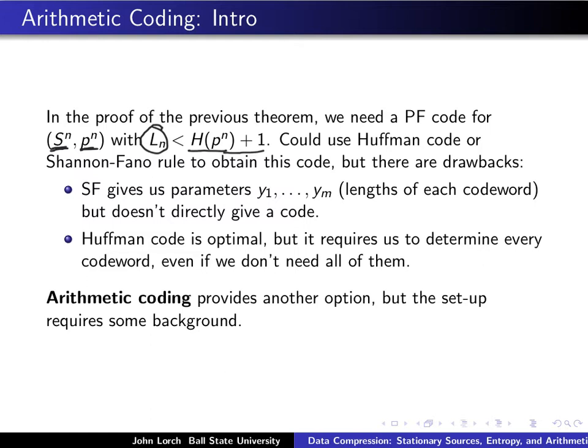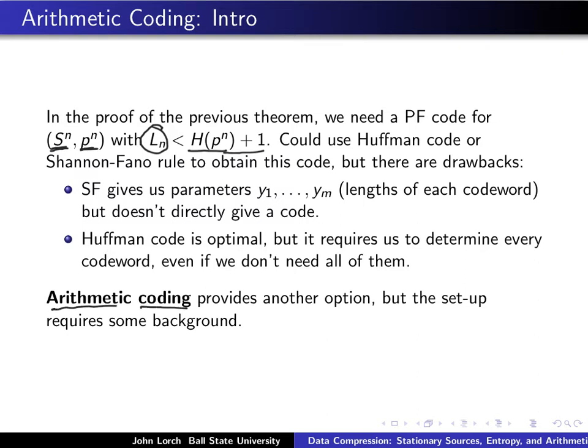Now, on the other hand, we could try Huffman, which is an optimal code, but it requires us to determine every single code word, even if we don't need all of them. So here I'm asking you to remember the process to produce a Huffman code, right? Where we produce this tree from the probability distribution and then work our way up to produce the code. And we have to, at the end of the day, write down every single code word, even if we don't need them all. So there's another option that we've not yet considered that we're going to use, and that's the idea of arithmetic coding.